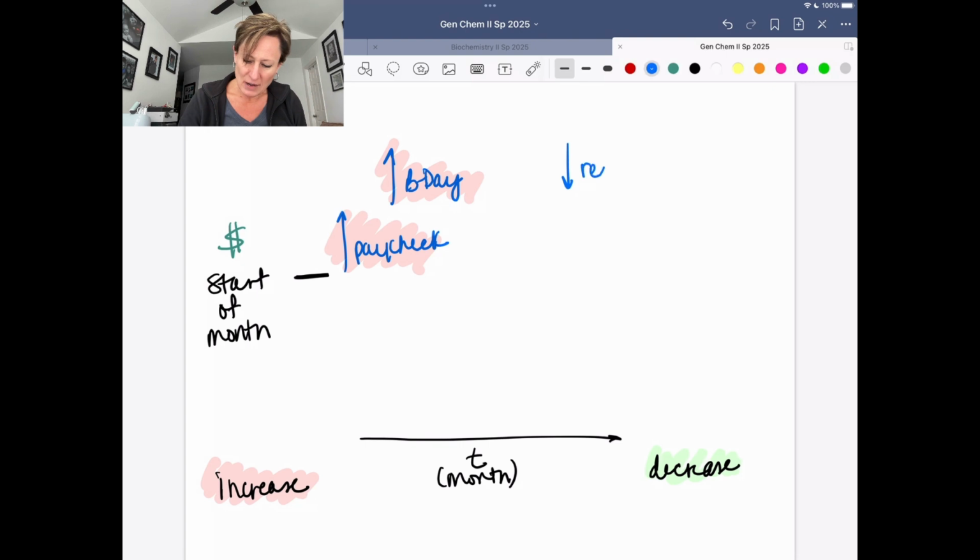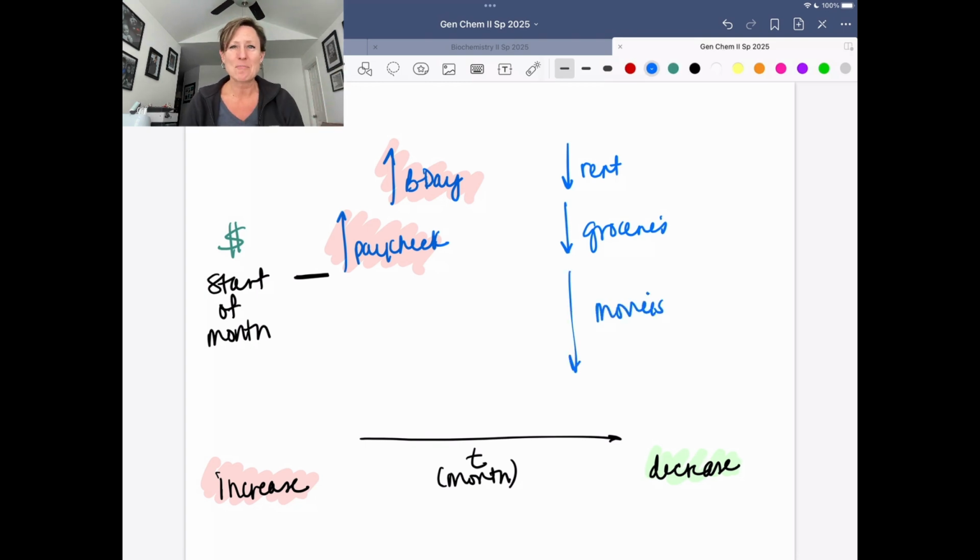And then let's maybe say there's a few things that happen later on in the month. We're going to have our rent that's going to take up some money. That's going to be something that decreases our bank account. And I'm not saying that my arrows are to scale here, but maybe you have to buy some groceries. And then maybe you have some movies that you go to. And again, I'm not saying that my arrows are to scale here, but what I want to highlight is there are some things that are going to decrease your bank account.